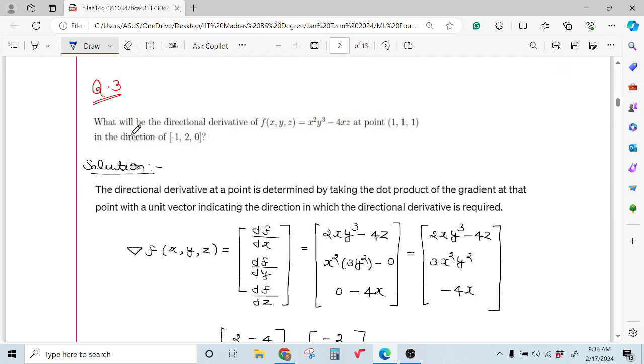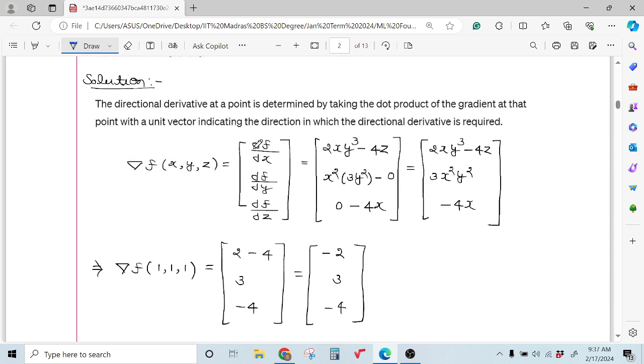Problem number 3. What will be the directional derivative of f(x, y, z) = x square y cube minus 4xz at point (1, 1, 1) in the direction of (-1, 2, 0)? The solution: the directional derivative at the point is determined by taking the dot product of the gradient at that point with a unit vector indicating the direction in which the directional derivative is required.